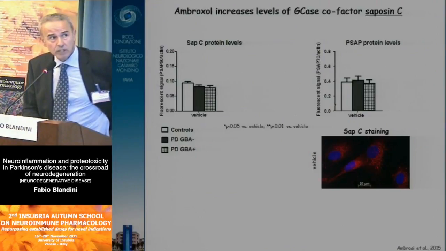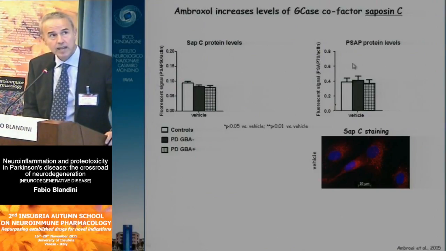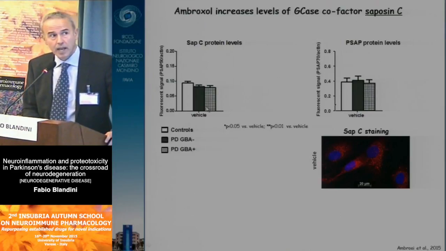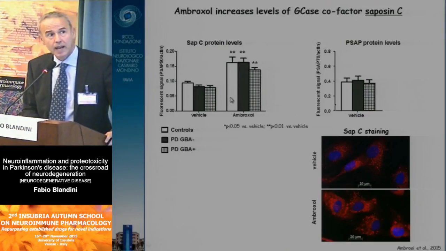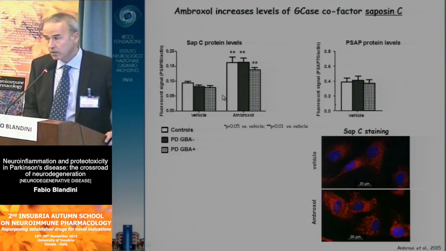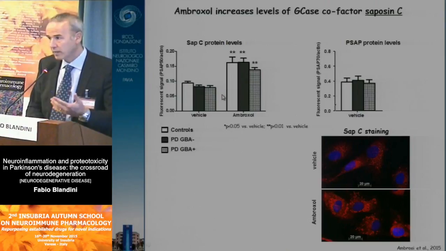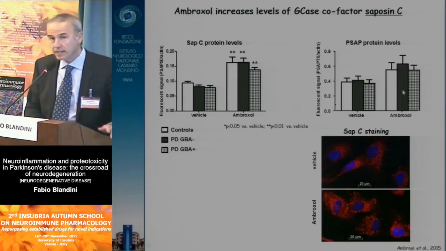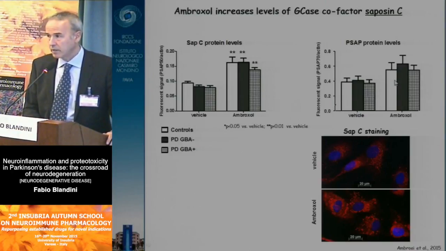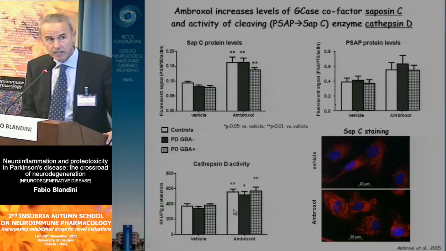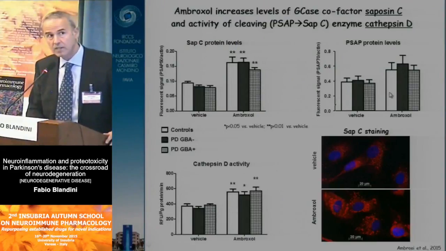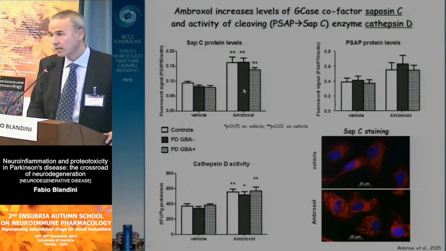In basal condition, we did not find changes in Saposin C levels or in the precursor of Saposin C, which is prosaposin, between the groups. But then Ambroxol almost doubled the levels of Saposin C, this cofactor very crucial for the functioning of GCase. It also increased, but not significantly, the level of the precursor of Saposin C. Quite interestingly, it also increased the activity of cathepsin D, which is the enzyme that cleaves prosaposin to give you Saposin C.